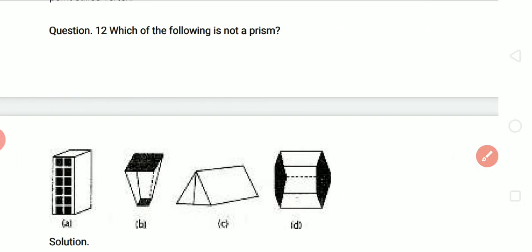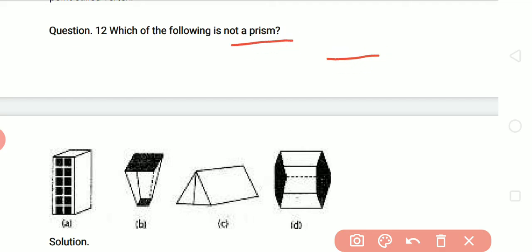Which of the following is not a prism? According to the definition of the prism, the top and bottom must be congruent polygons, and side faces can be rectangles or parallelograms, right? So let us check. For option A, you can see top and bottom are congruent figures, so top and bottom are the same faces, and the sides are rectangles.